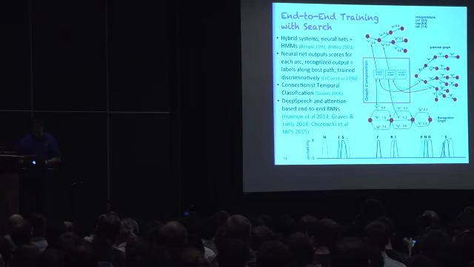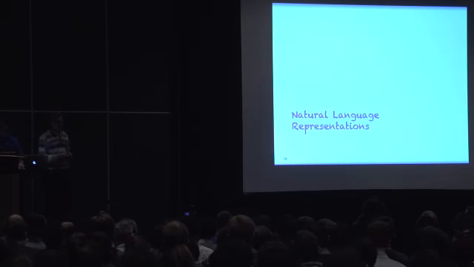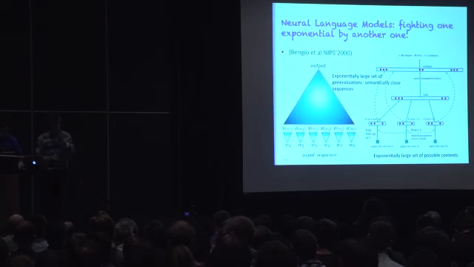Okay, now we're going to talk about natural language representation, and I hand it back to Yoshua. Right. So language is maybe one of the most interesting challenges from the AI point of view. And deep learning and representation learning have been making a lot of progress in that direction as well.